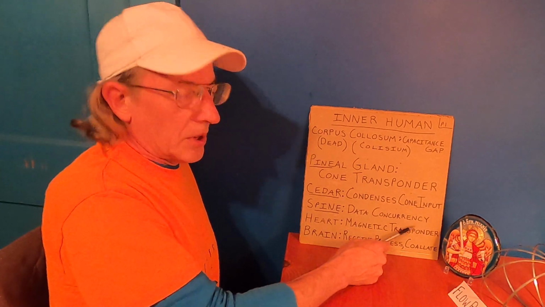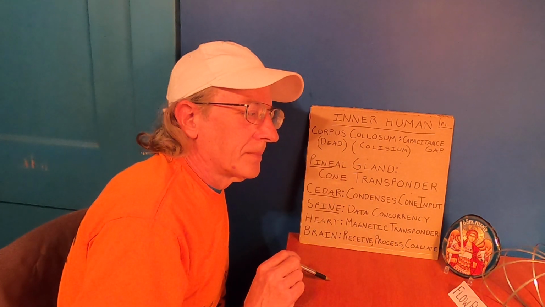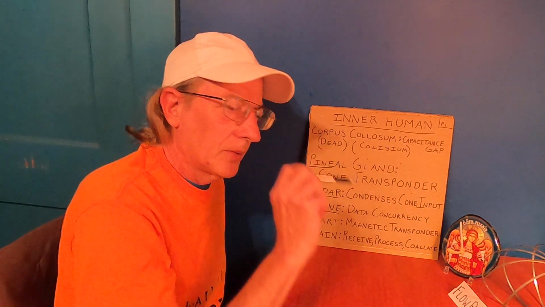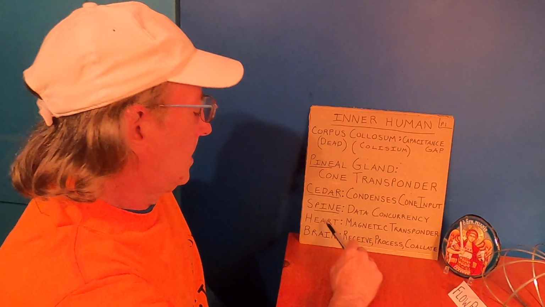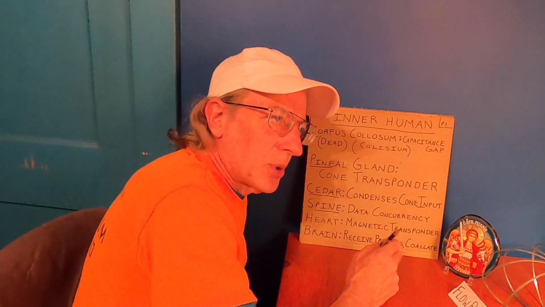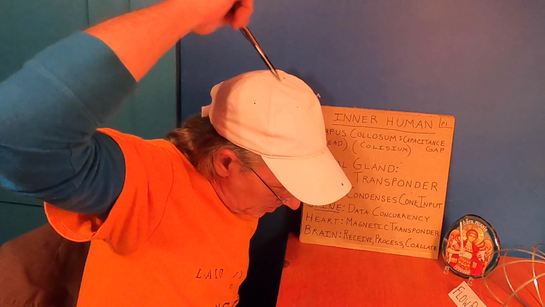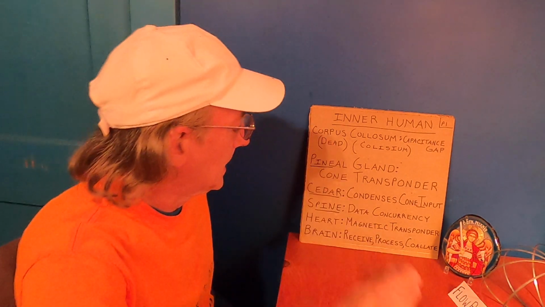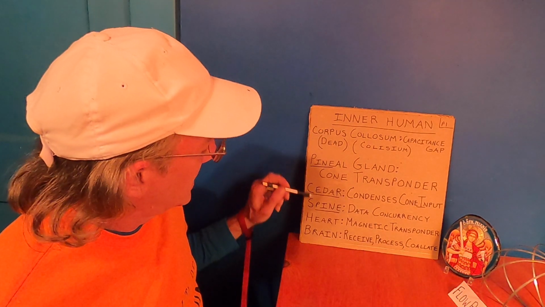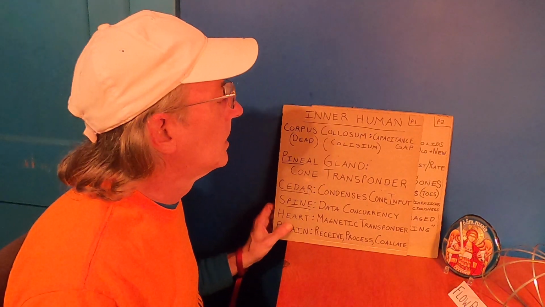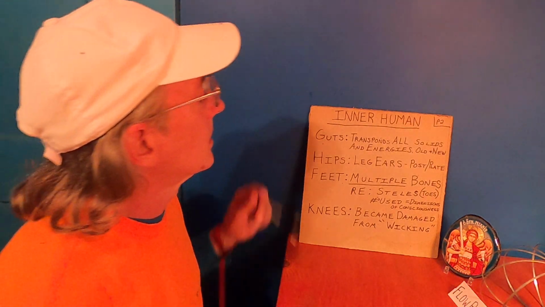Spine, data, concurrency. Kind of like a string of data going up and down that you're currently running. Your vertebrae, etc. Your heart would be the magnetic transponder collator with your magnetic surroundings. Your brain would receive, process, and collate that which was brought in through the corpus callosum. And I'm missing something. Pine, cedar, pine. You can see many references to conifers, I believe they're called. Something about the amber, I would reckon.